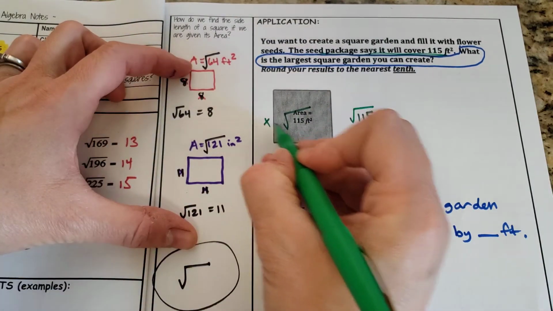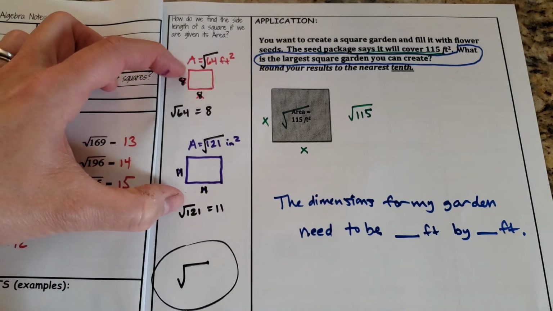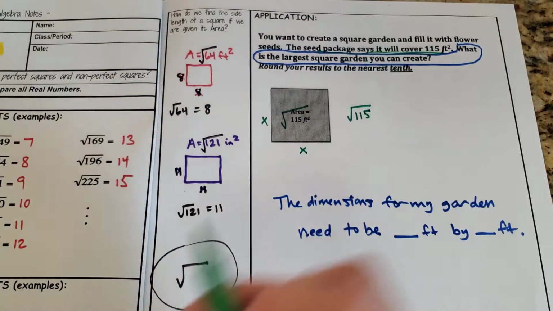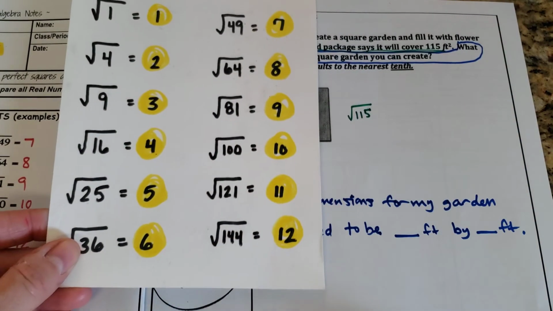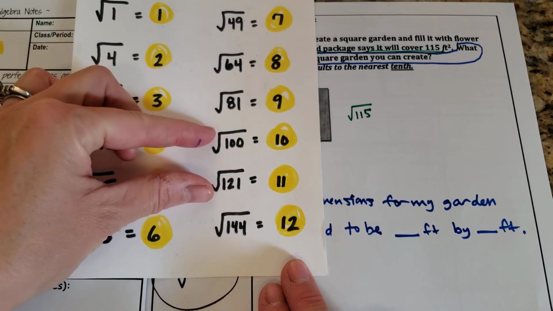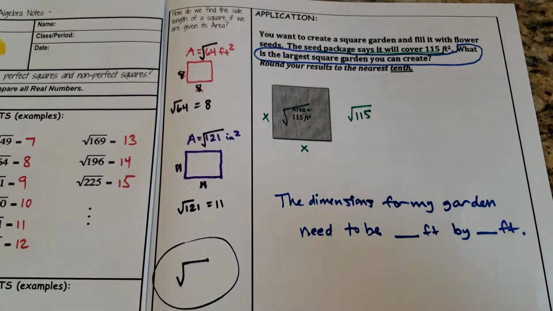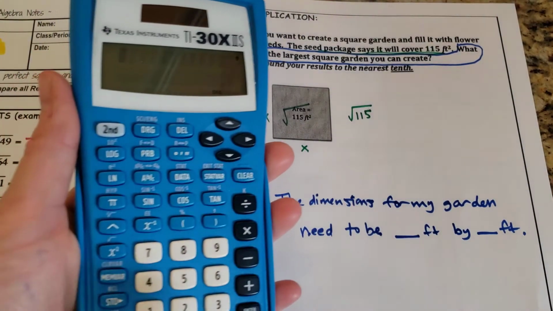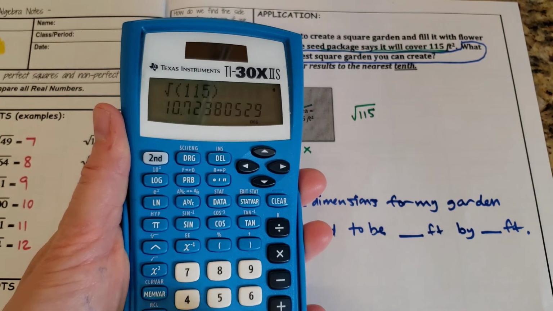That's going to tell us what number times itself gives us 115, just like we did over here with these two examples right here. So I know that 115 is not on my chart. The square root of 115 is actually in between these two square roots. So we know we're going to get an answer in between 10 and 11 when we use the calculator. It's not going to be a perfect square root. So square root of 115.